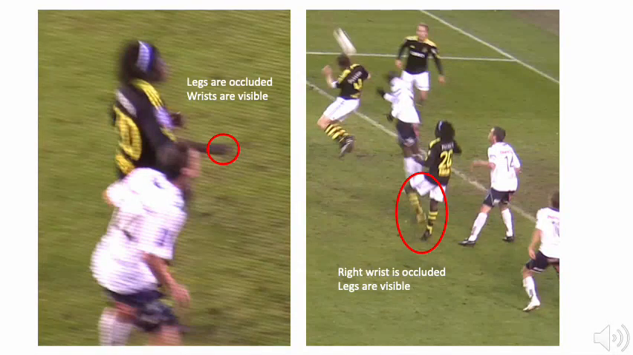Here is an example where occlusion is solved by multi-view images. By combining wrist information from the left image and leg information from the right image, we are able to recover all joints.